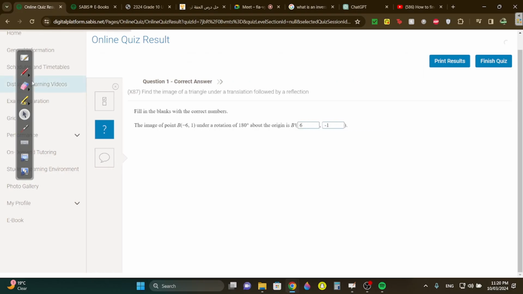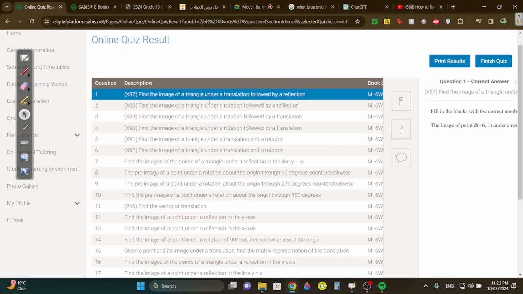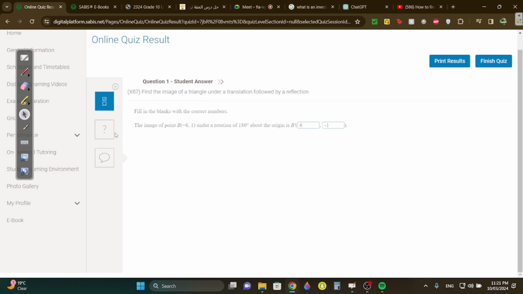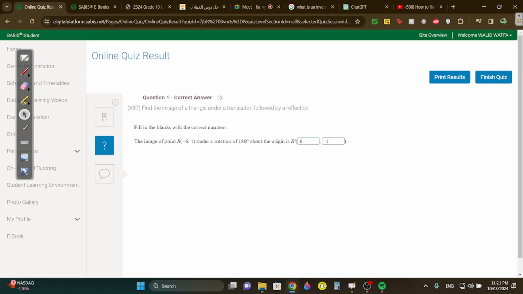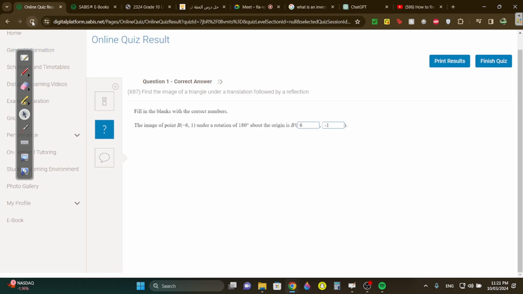Question 1. The image of point B under a rotation of 1. Oh, that's bugged. And I know that's bugged because I know that's not question 1. What? My SCP is tweaking. Wait, let me refresh. Hold up, hold up.